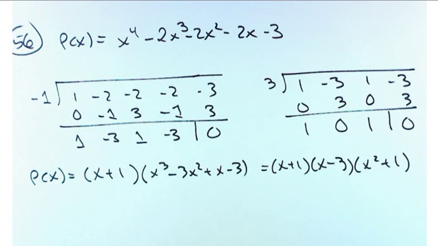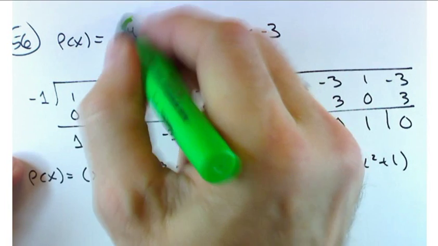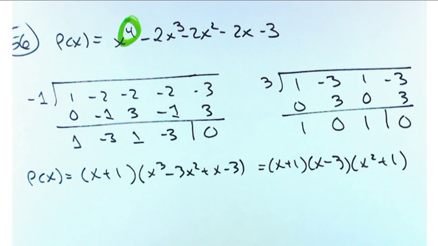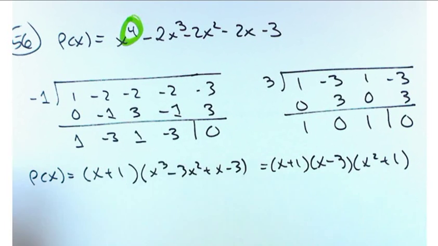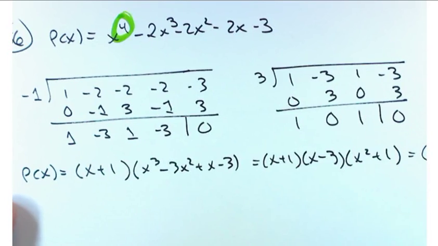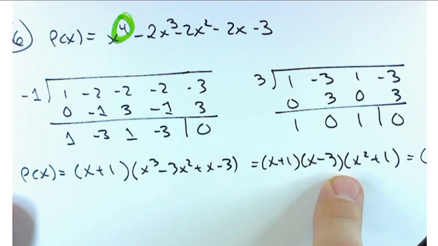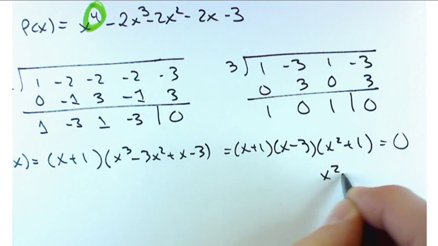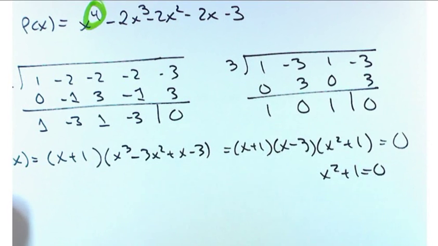Now keep in mind what Gauss taught us. If that's degree 4, how many roots should I be able to find? 4. I've only found 2. I want to know where this equals 0. I know where this equals 0, -1 and 3. So the remaining part is to figure out where x squared plus 1 equals 0.